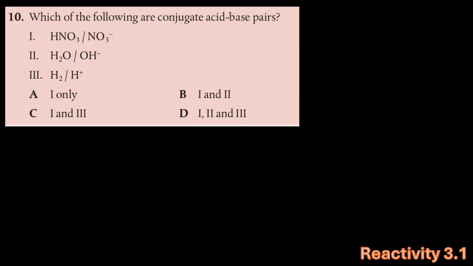So when it's asking for the 2 acids in the equation, we have NH3 and we have CH3OH. Which of the following are conjugate acid-base pairs? Remember, conjugate acid-base pairs are only going to differ by 1 proton. So looking at the first option, HNO3 and NO3 minus, that only differs by 1 hydrogen, so that is correct. Water and hydroxide also only differ by 1 hydrogen, so that's also correct.